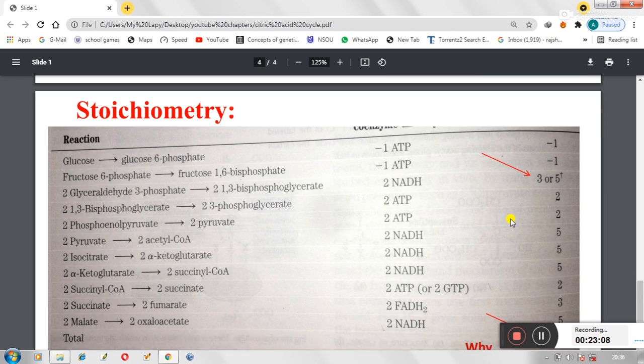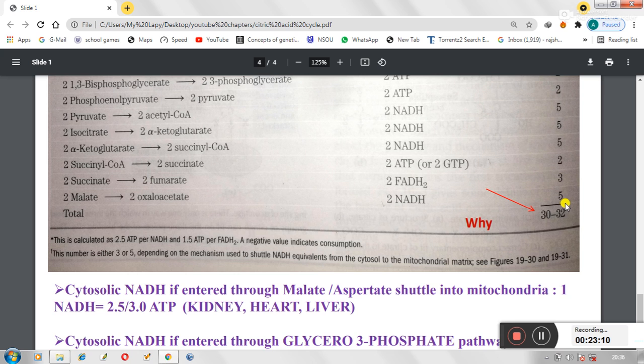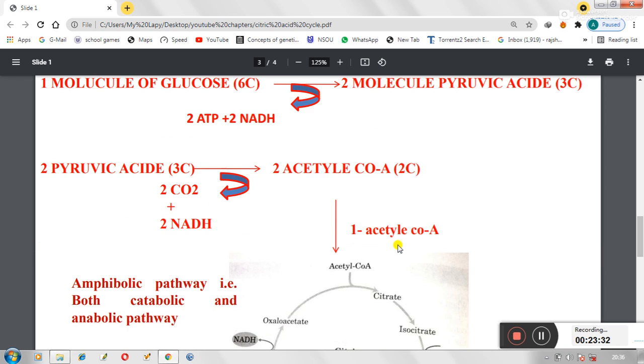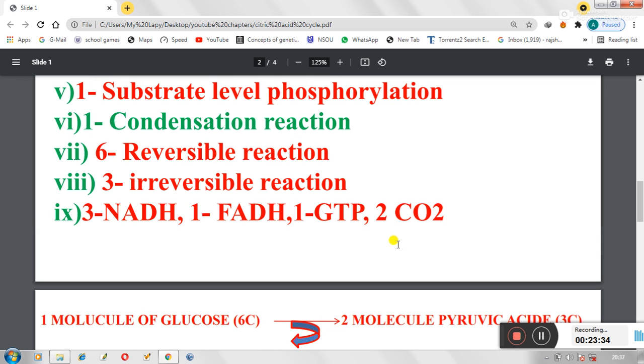So if a question asks, if glucose is totally oxidized in a brain cell, how many molecules of ATP are produced? The answer will be 30. If we ask, if one glucose molecule is totally oxidized in a liver cell, how many molecules of ATP are produced? It will be 32. So this is the overall pathway of the citric acid cycle; you have to remember it in a proper way. So thank you, keep watching.